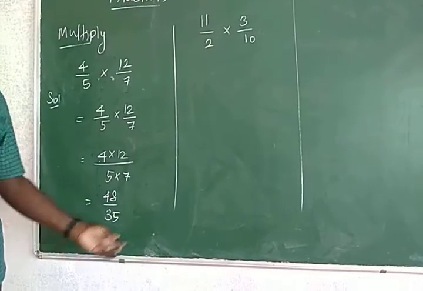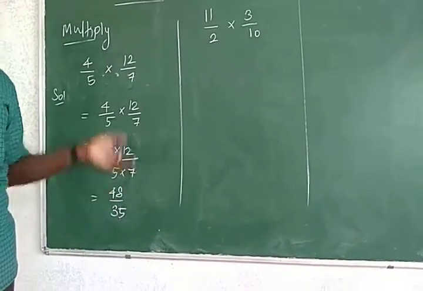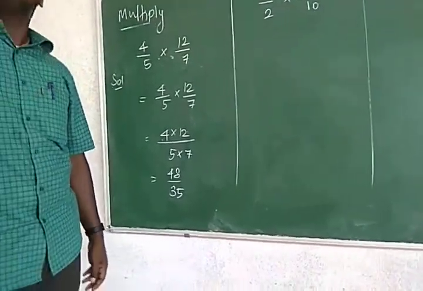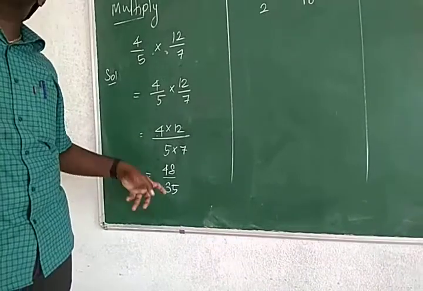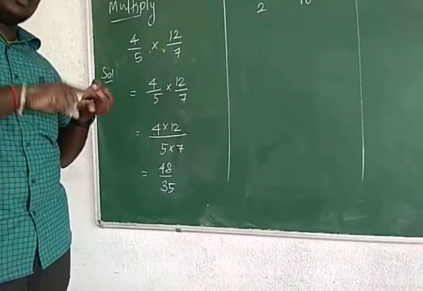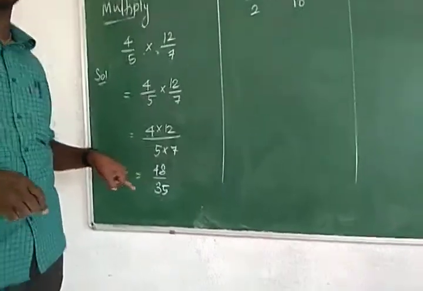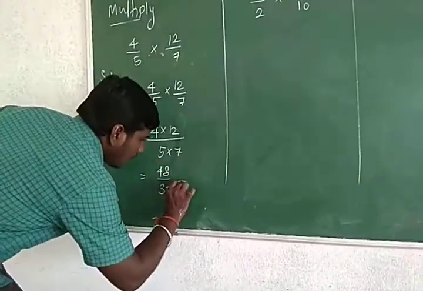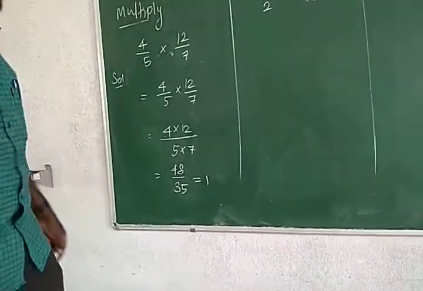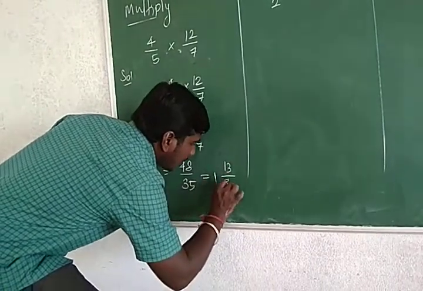We check it. It is an improper fraction. This one we can convert into a mixed fraction. How many 35s in 48? 1 35 is 35, 2 35s are 70, but we have only 48. So 2 is not possible. 1 is the quotient. Write it, 1. What is the remainder? 48 minus 35, 13. So 13 remainder as numerator. Keep the same denominator. That's all.